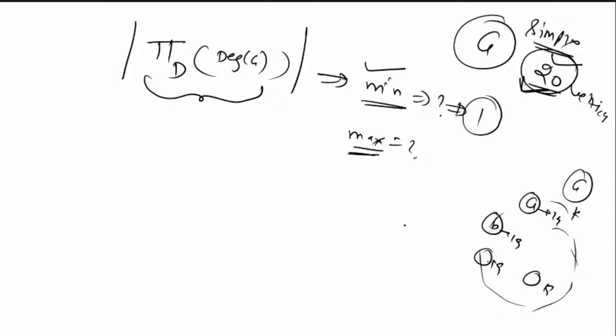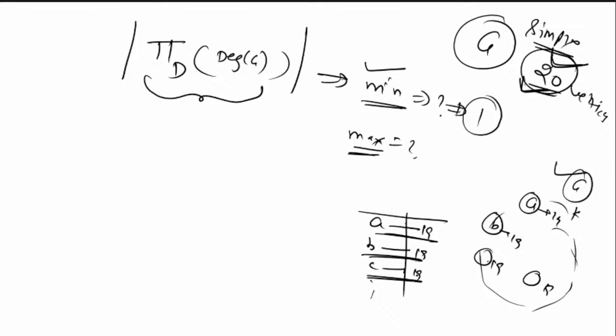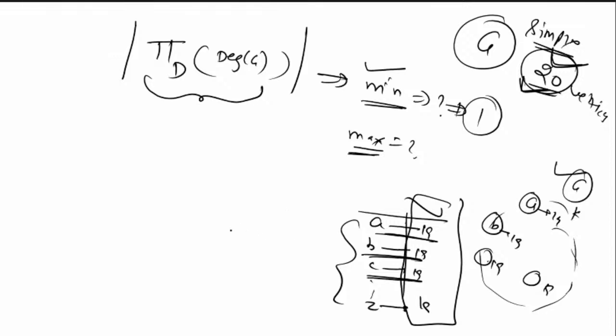So in your table you will have: A has 19 degree, B has 19 degree, C has 19 degree, and so on. Basically every vertex has the same degree. This type of graph is called a regular graph. In a regular graph, every vertex has the same degree. Now if you project this column, the result will be very simple. The result will be this. So there will be only one tuple.